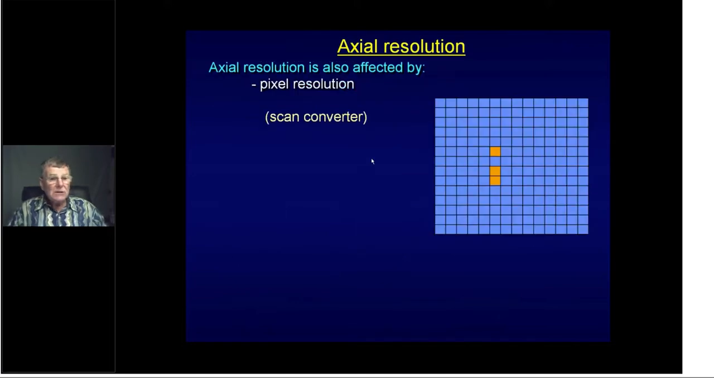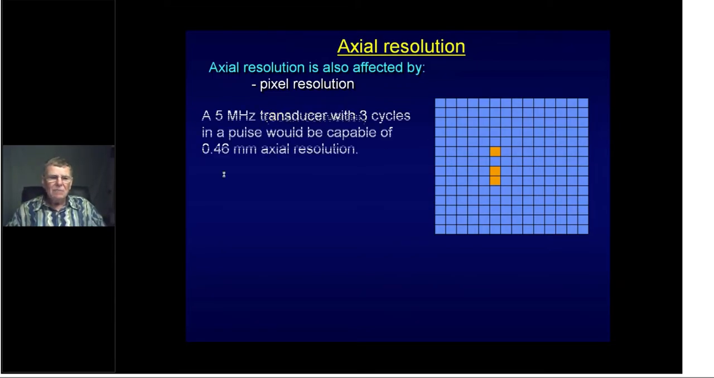Okay, now also your image memory in your scan conversion process can affect it. For example, a 5 megahertz transducer, 3 cycles in a pulse. Now, if you did the calculations on that, worked out what the spatial pulse length would be, you would find it would work out to 0.92 of a millimetre. Therefore, the machine would be capable of 0.46 of a millimetre of axial resolution.